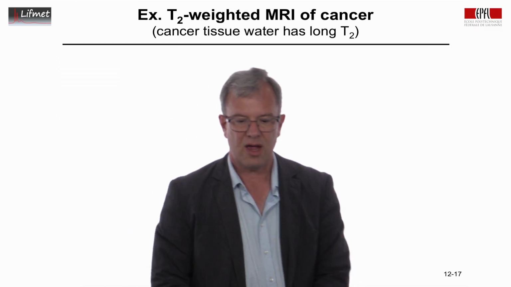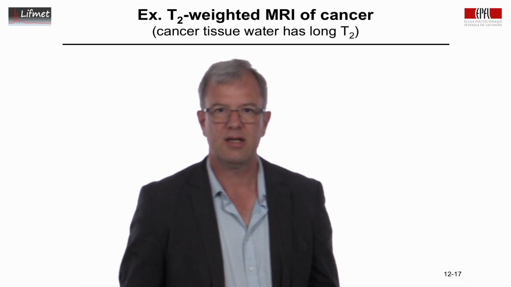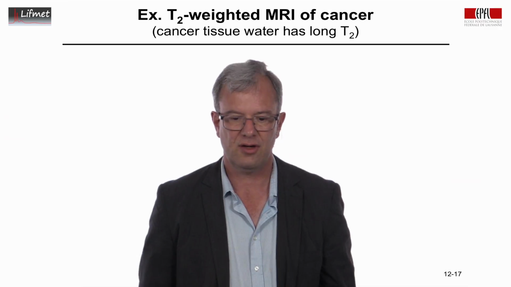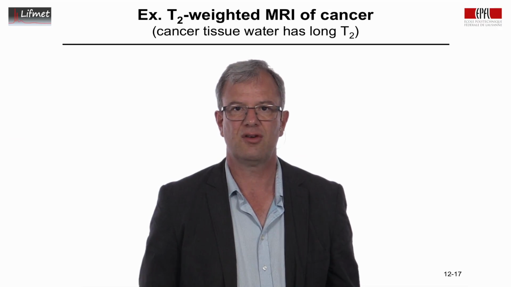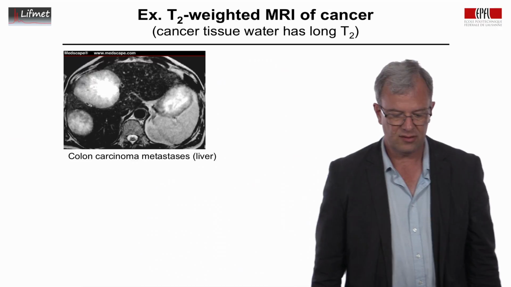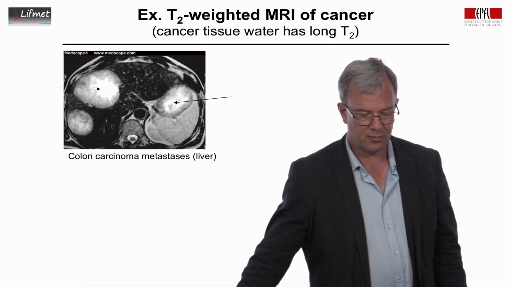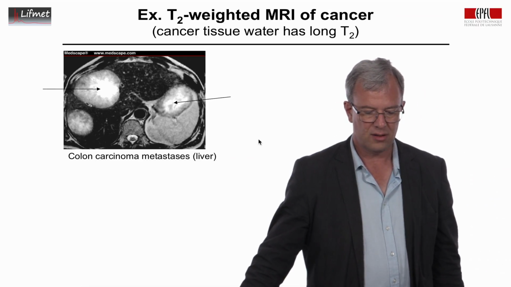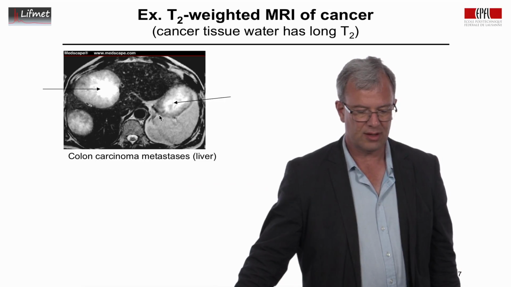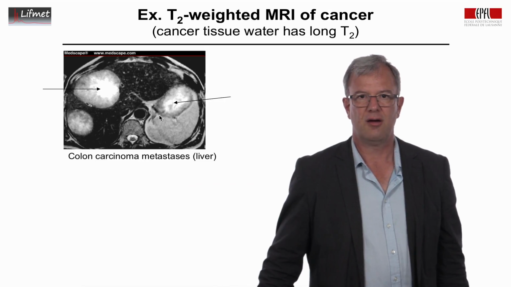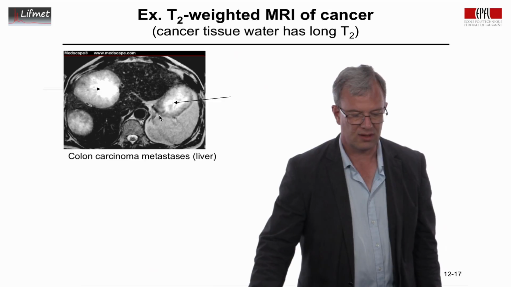Now here's a second example, and this is T2 weighted imaging of MRI of cancer. And one of the features is that cancer tissue has a long T2. This is our metastasis of colon carcinoma. They are here. They are on this T2 weighted image of the abdomen. They are hyperintense, very brightly visible.